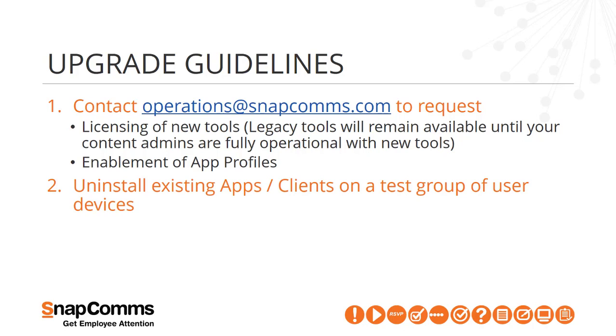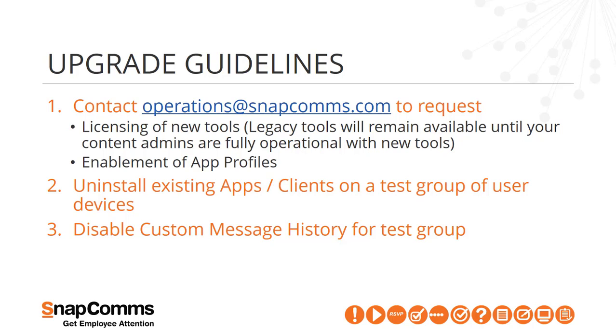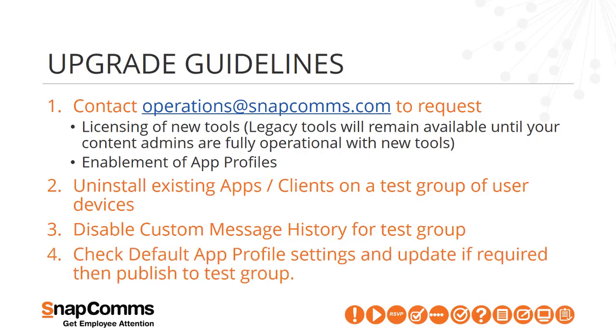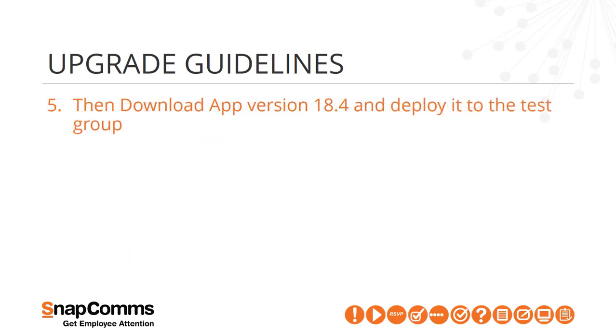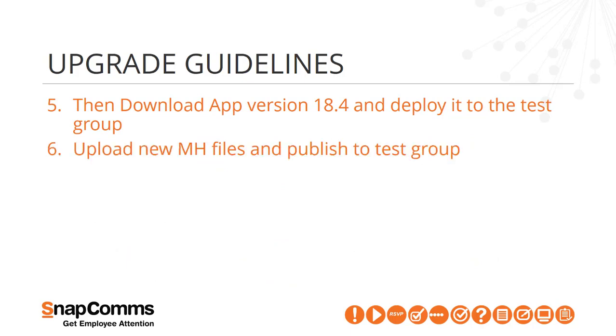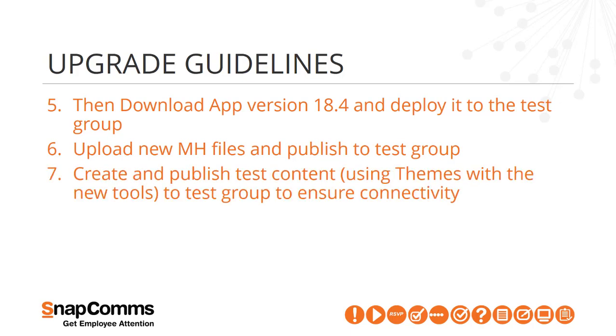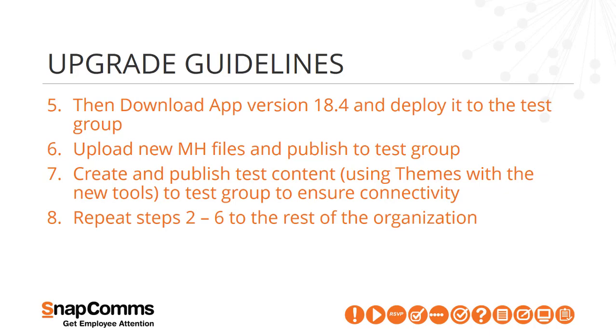Then, uninstall existing apps on a test group of user devices. Disable the custom message history for the test group. Check the default app profile settings and update if required, then publish that to the test group. Download the app version 18.4 and deploy it to the test group. Upload the new message history files and publish to the test group. Create and publish test content using themes with the new tools to the test group to ensure connectivity. Then repeat steps 2 to 6 for the rest of the organization.